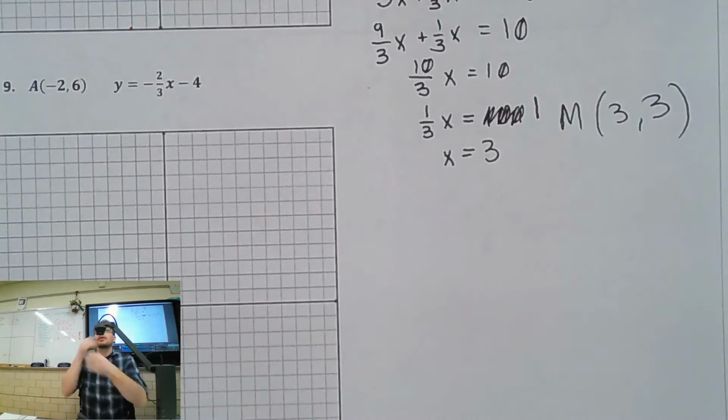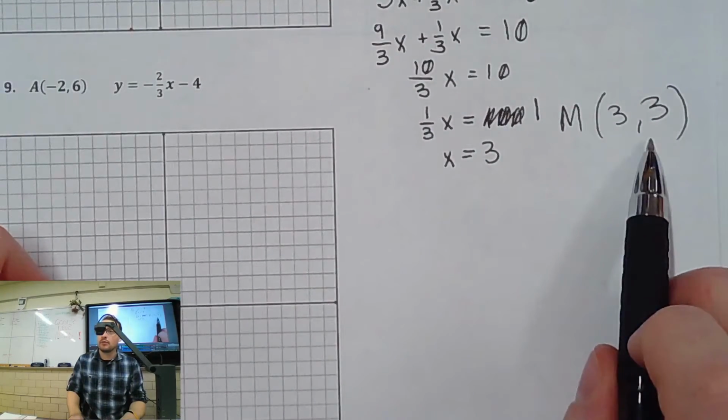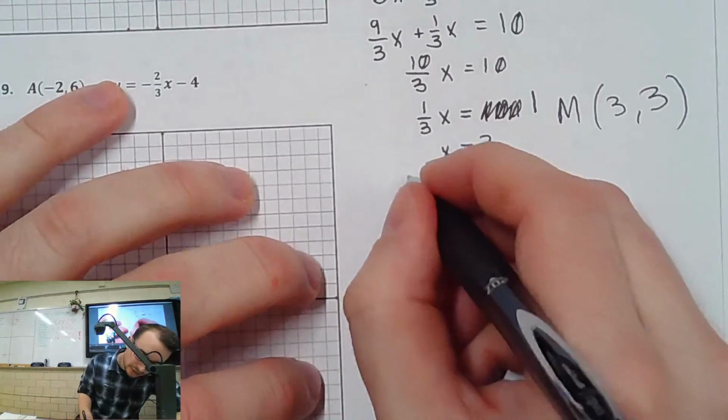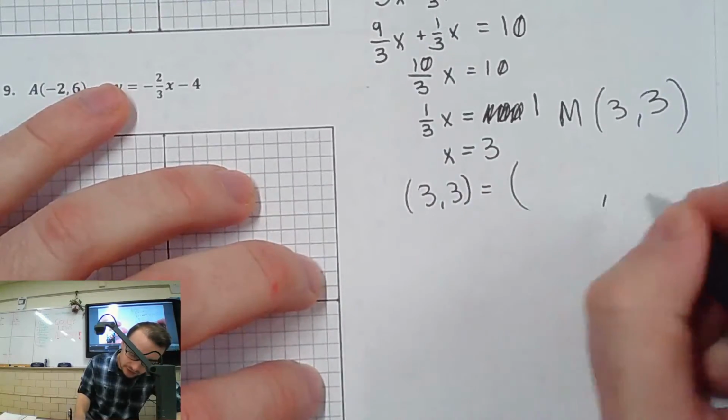Now that we found where they intersect, we're going to take that and put it in our midpoint formula. What is the midpoint formula? Average of the x's and average of the y's. Good, so 3 comma 3 is going to equal the average of our x's, the average of our y's.